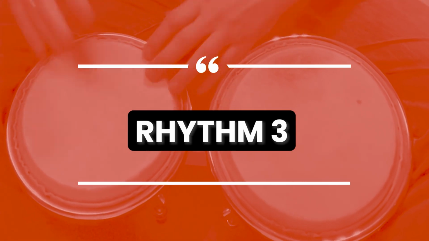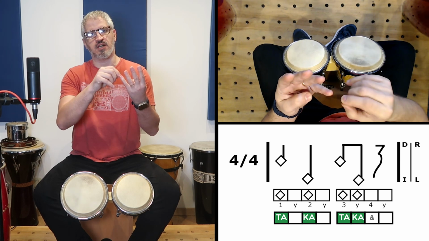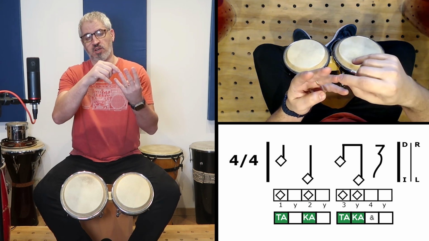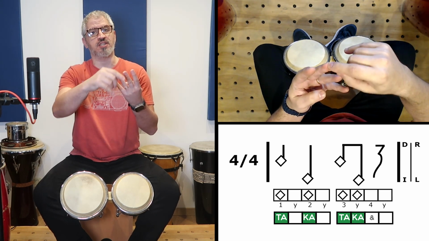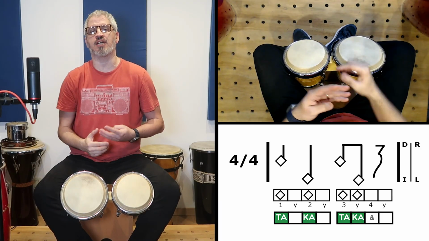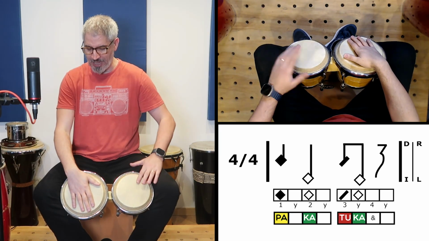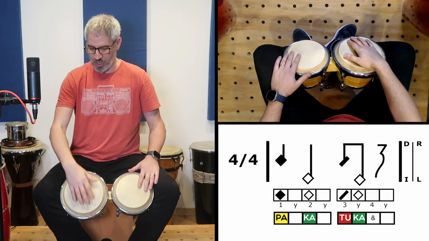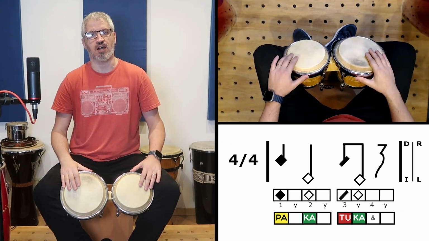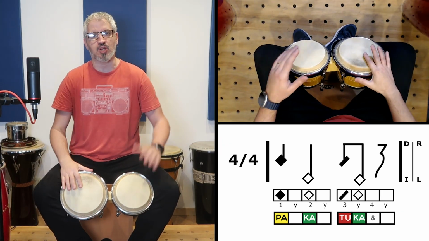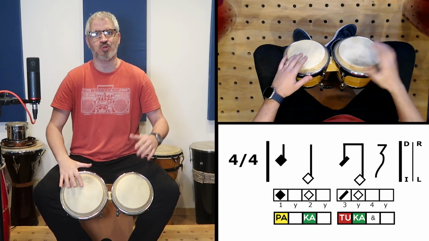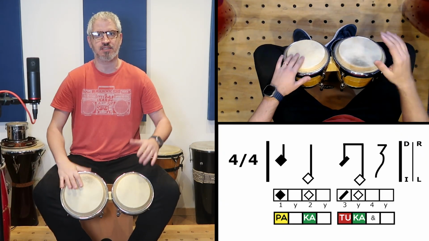Let's move on to the third rhythm, in which we're going to play the following. In the first beat, I'm going to play one hit. One hit in the second. In the third, I'm going to play 2 hits, and in the fourth, I'm going to play a rest. So the sound is going to be, I'm going to start playing a tone, a high open, and a low and a high. And it's going to sound pa-ka, tu-ka, pa-ka, tu-ka, pa-ka.